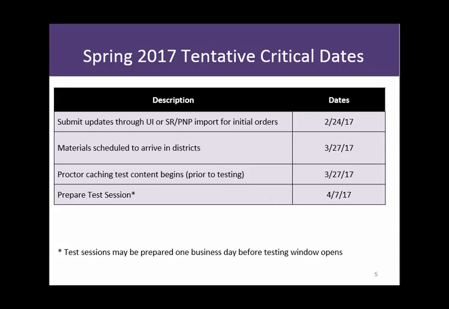Critical dates that districts and schools need to pay attention to: submitting updates through the UI through Pearson Access Next or an SRP&P import for initial orders, materials to be sent to schools and districts. The deadline for submitting those updates is 2/24. Materials are scheduled to arrive in districts on 3/27. Proctor Caching test content begins on 3/27, 2 weeks prior to testing.